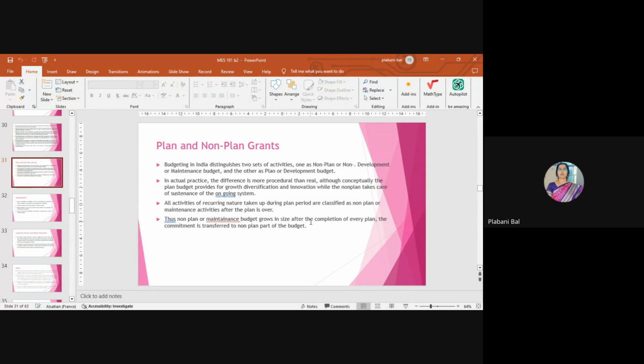So it is saying that the development budget, actually in practice, the difference is that the plan budget provides for growth, diversification, and innovation, while the non-plan grant takes care of the sustenance or maintenance of the ongoing system.